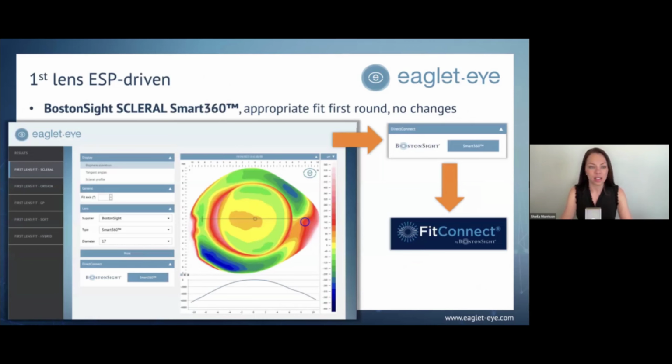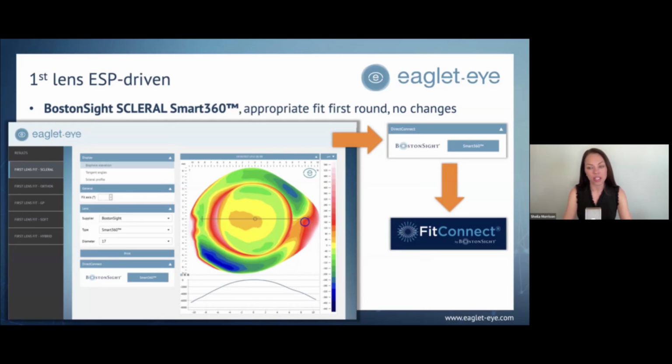Now, Boston Sight Scleral Smart 360 does have the ability to put HOA correction into scleral lenses. In this case, the data was really nice. We achieved a very appropriate first fit with no modifications on the shape of the lens on the first round. And it's very simple to use the software.